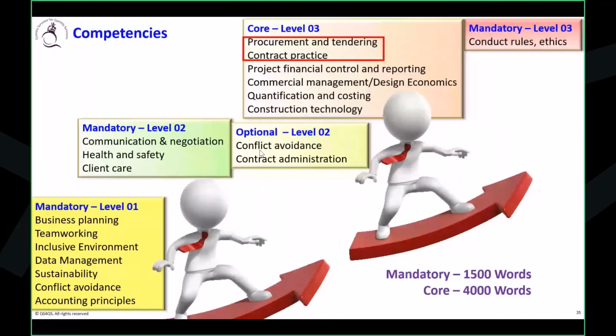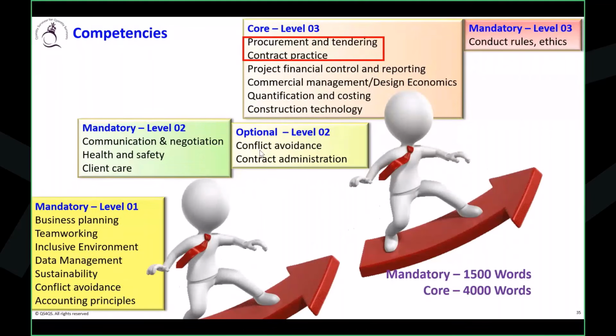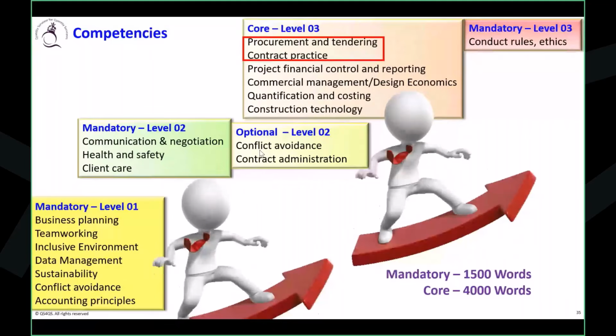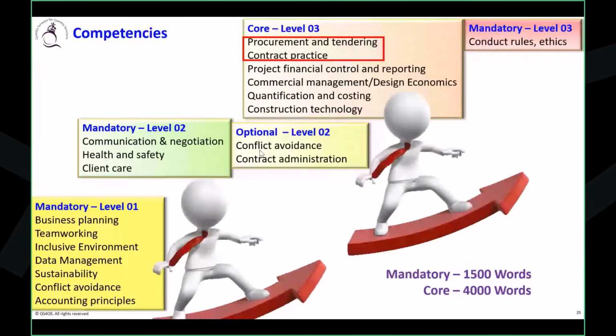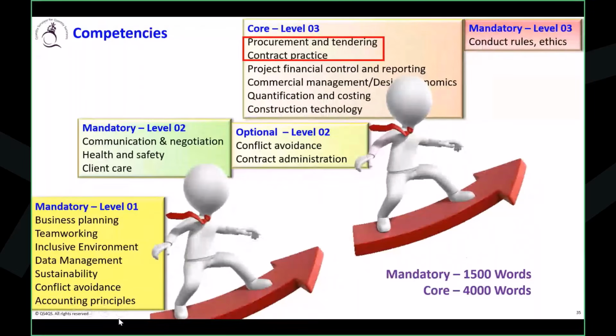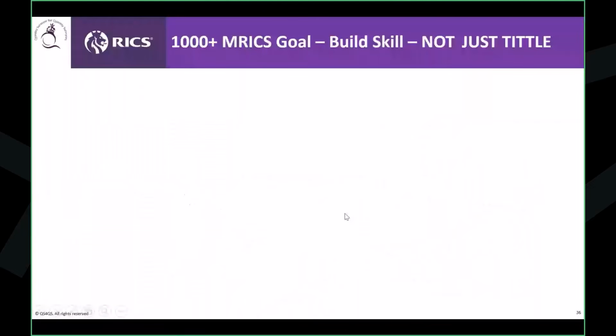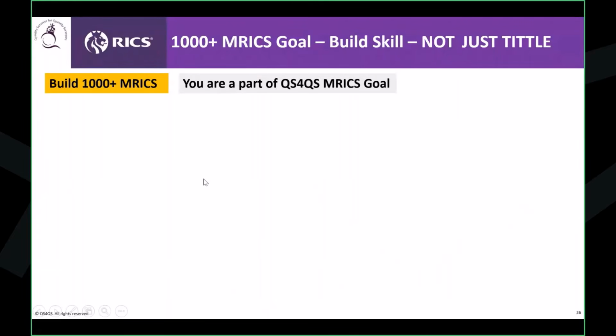Real estate is a big business, a big market. So they want profitability. If you know how to manage the project correctly, then you can do it. For that, you have to have a certain skill set. So therefore, we have a 1,000 MRICS goal, not just title holders, but skill development. So I want you to be part of that.